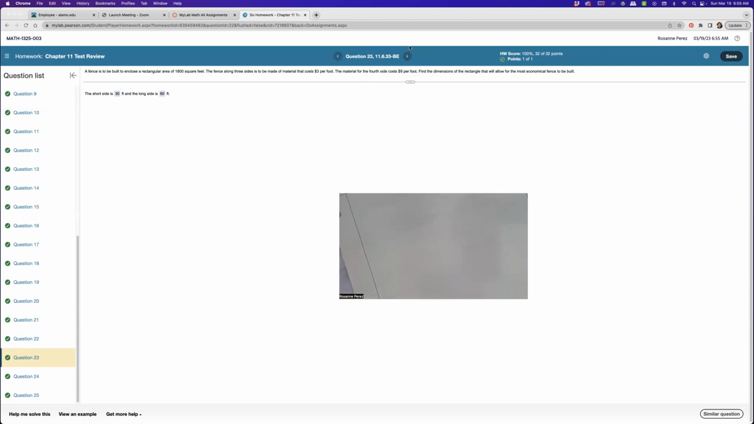Question 23. A fence is to be built to enclose a rectangular area of 1800 square feet. Okay, so you have a rectangle, X times Y, and they're already telling you X times Y, your area, is 1800 square feet. Okay. The fence along 3 sides is to be made of a material that costs $3 per foot.